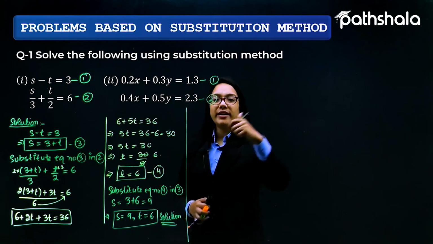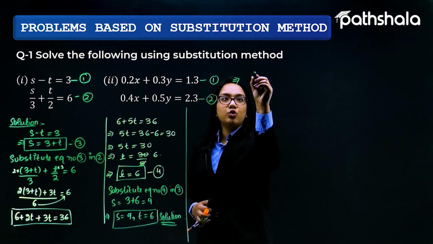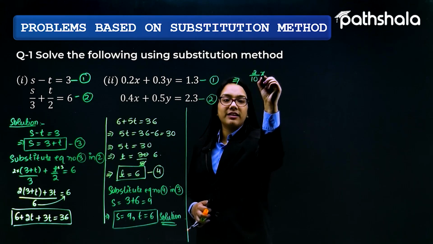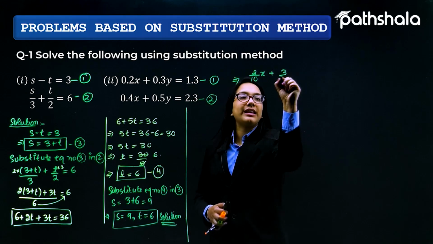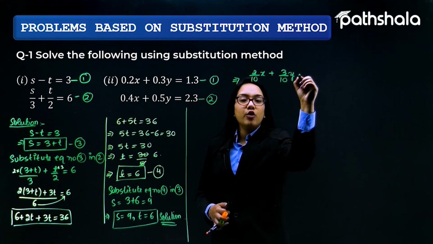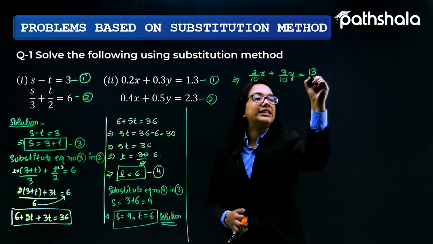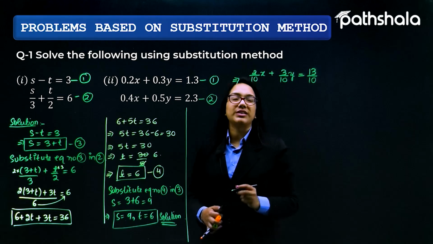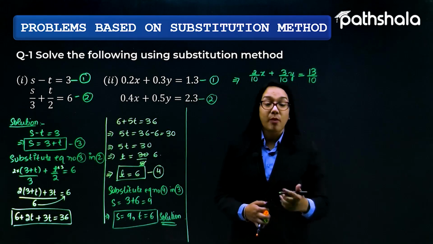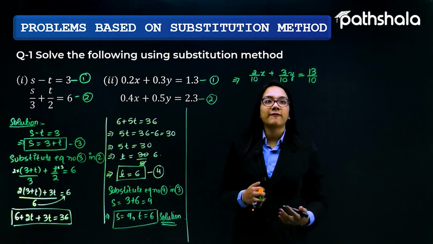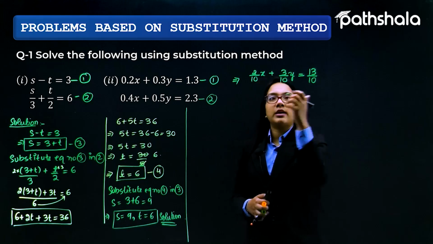0.2 can be written as 2 by 10x. Further, we can write 0.3 as 3 by 10y, and 1.3 can be written as 13 by 10. As you can see, we can write the very first equation in the form 2 by 10x plus 3 by 10y, which is equal to 13 by 10. Now let's take the LCM on the LHS.